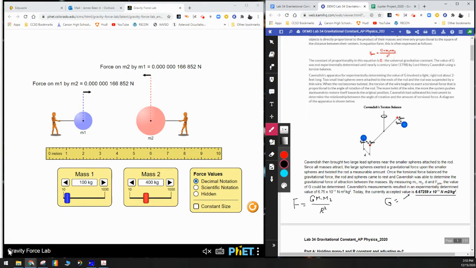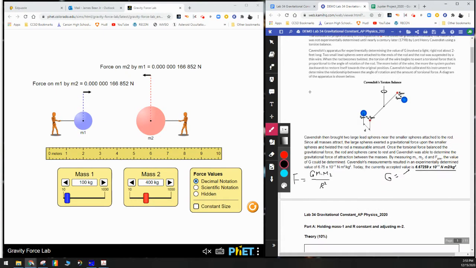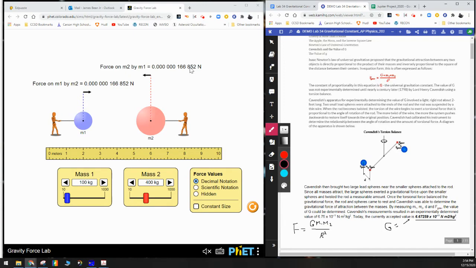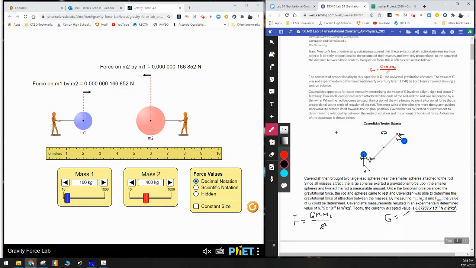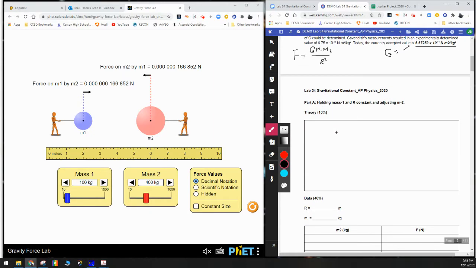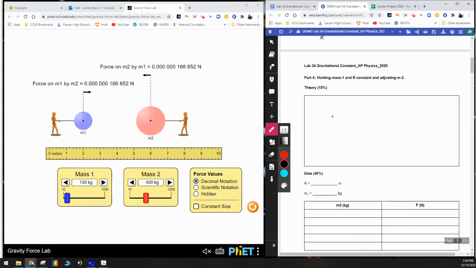Okay, hit pause real quick here. Okay, so we're going to be using this virtual lab over here, which is going to, in principle, replicate the Cavendish experiment over here. Now I'll show you how we're going to do this. This is the theory behind it here.